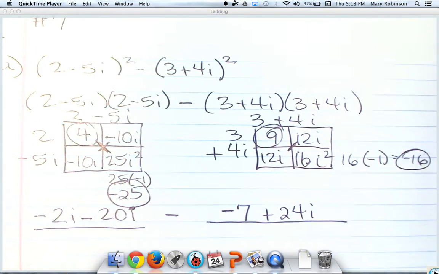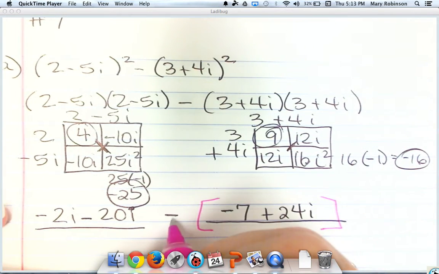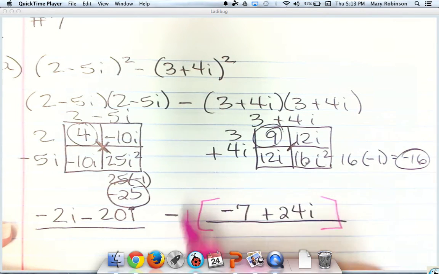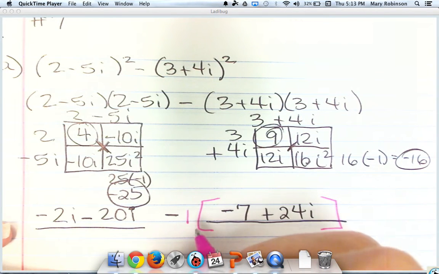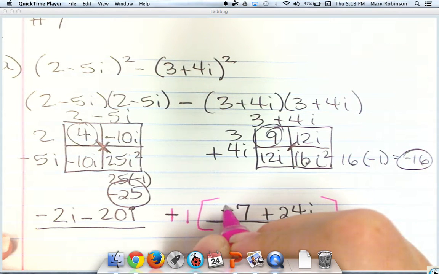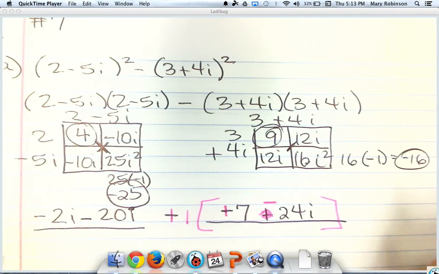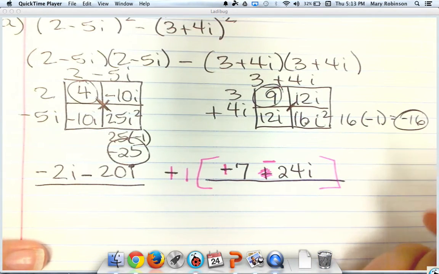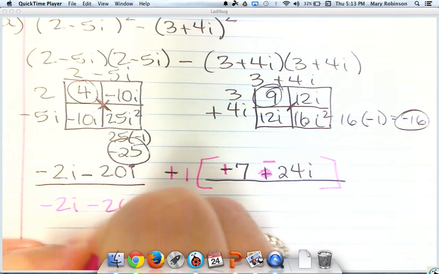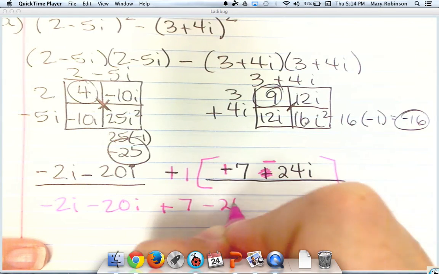This is where you need to be really careful. You are subtracting this quantity here. When subtracting, remember you're essentially distributing a negative, or just remember changing the sign. So what I would do is change your minus to plus and change the sign in the quantity behind it. Then it's just a matter of combining your like terms. So I'm going to rewrite it just so it'll be a little cleaner. And this is plus 7 minus 24i.